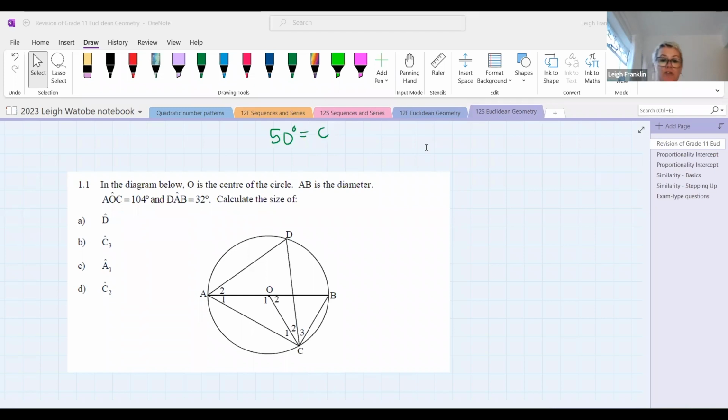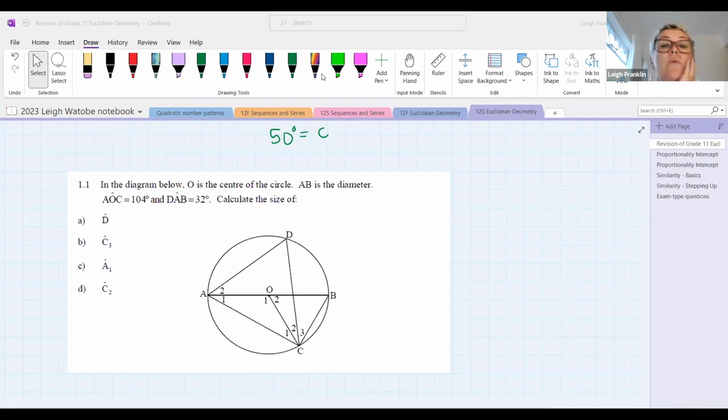Okay, so we're going to do this example over here. This is a slightly more complicated diagram, and it also brings in angles in the same segment, which we were talking about earlier. So let's have a look at this and let's see how we feel after this one. Again, read your information first. They've told us that O is the center of the circle. They've told us that AB is a diameter.